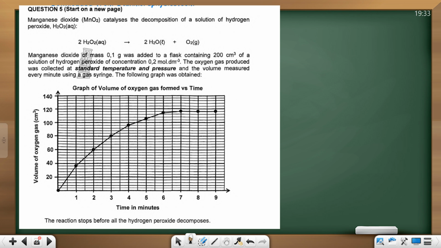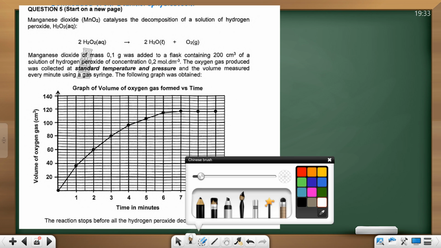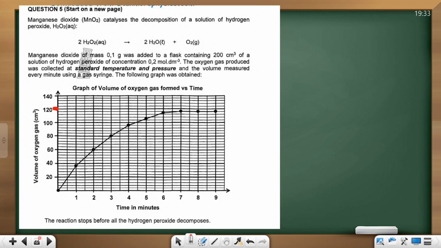Each of them is 20. No, 2, 4. Wait, that's 20, right? 20 divided by 5 is 4. Yeah, that's how we calculate it. Let me highlight so that you see what I'm saying. Guys, look at this. 120 minus 100, that's 20. And there are 5 lines there. So 20 divided by 5 is what? 4. So from 100, I go to 104, 108, 112, 116. And 116 what? cm cube. Is that fine with us? Okay.